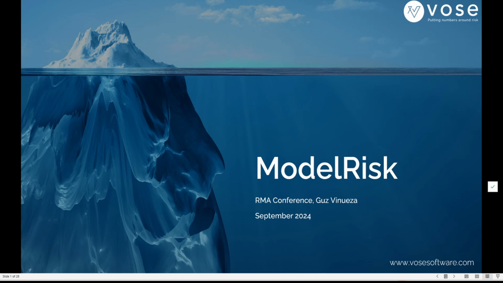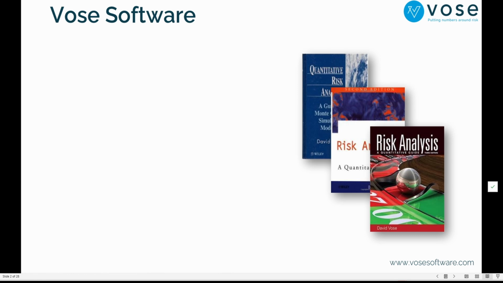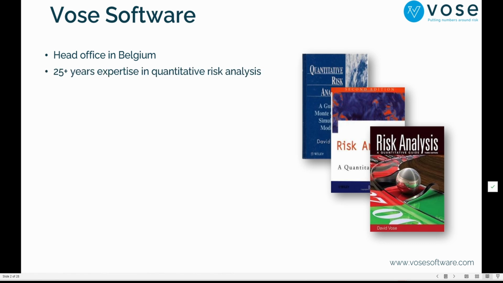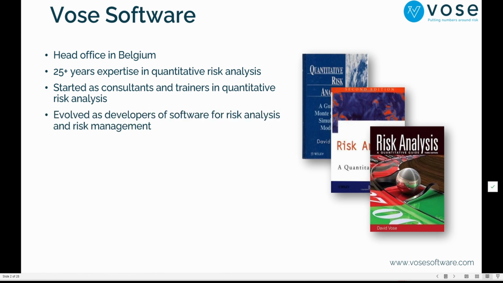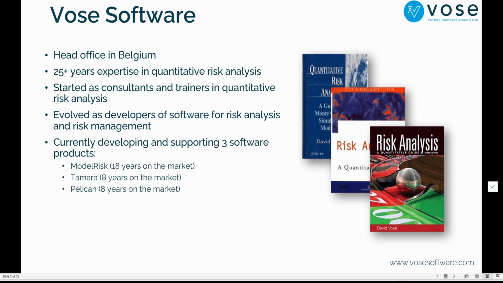ModelRisk is a quantitative risk analysis software that works on top of Excel, and it's built and developed by Vose Software. Vose Software is a software company whose head office is in Belgium. We have more than 25 years developing it. We started as consultants and trainers in the quantitative risk analysis arena and evolved as developers of this software for risk analysis and risk management.